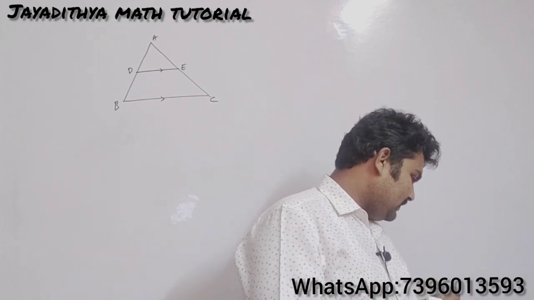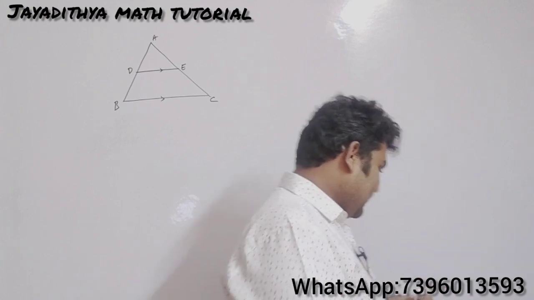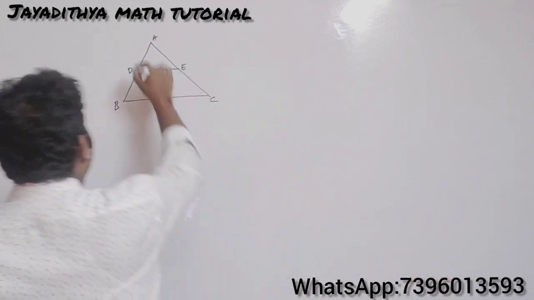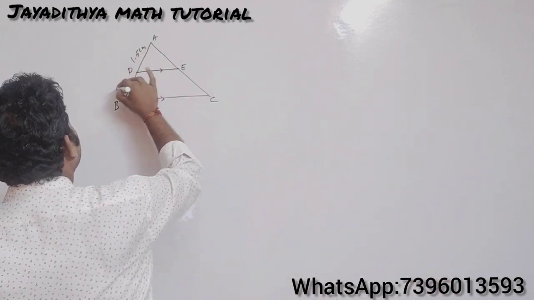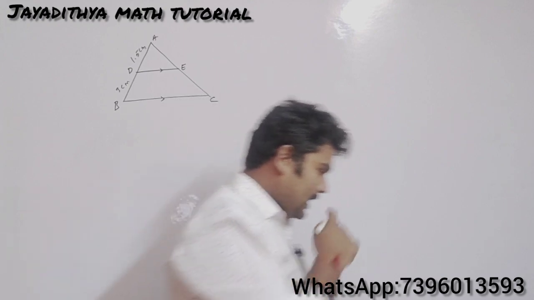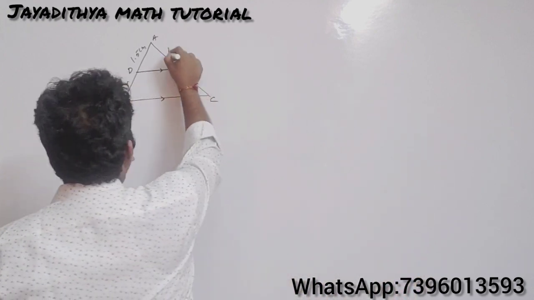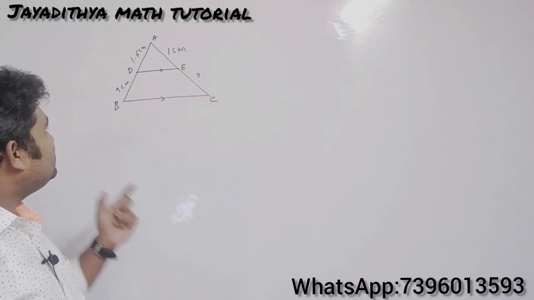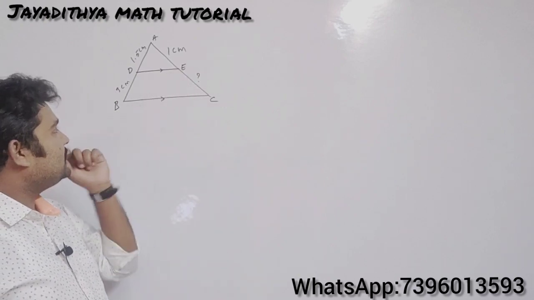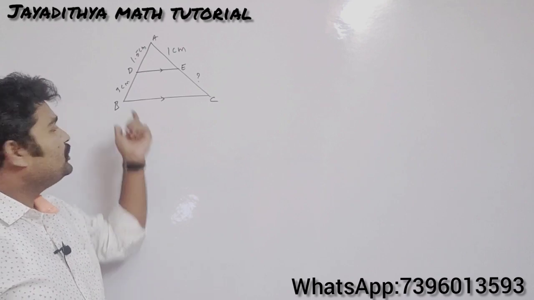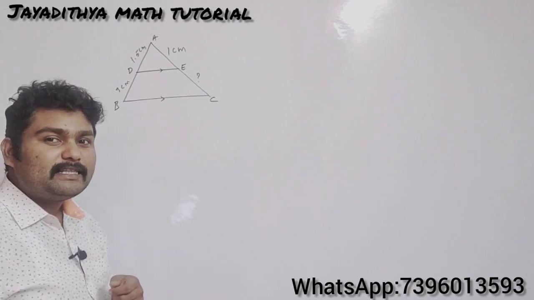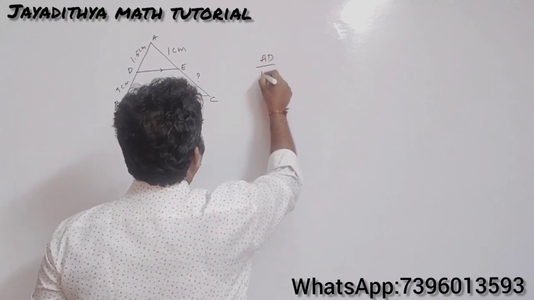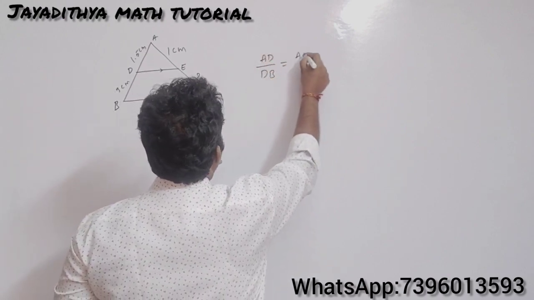In the following figures, DE is parallel to BC, and here some dimensions are given: 1.5 centimeters, 3 centimeters, and if AE is equal to 1 centimeter, find EC. Now we need to find EC here. Just by looking at the figure, you can say that DE is parallel to BC. So what can you write according to the basic proportionality theorem? AD by DB must be equal to AE by EC.